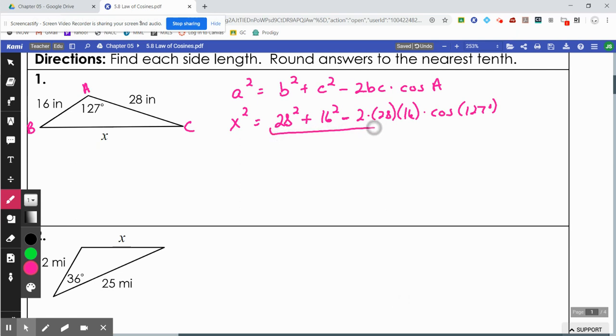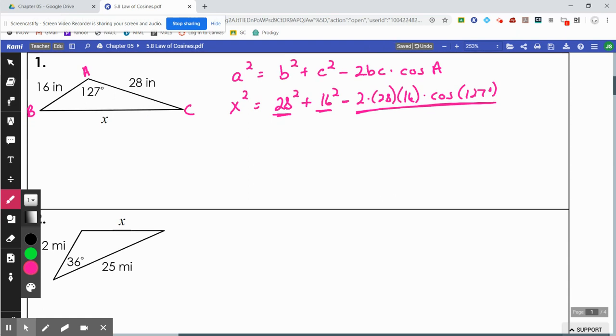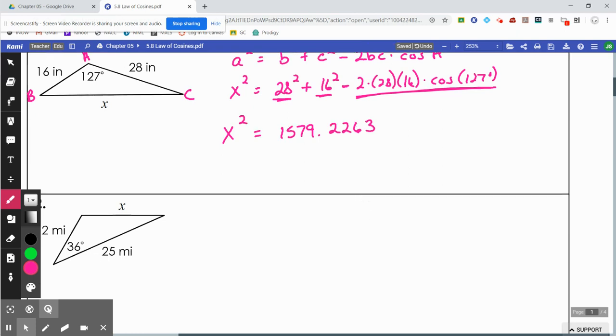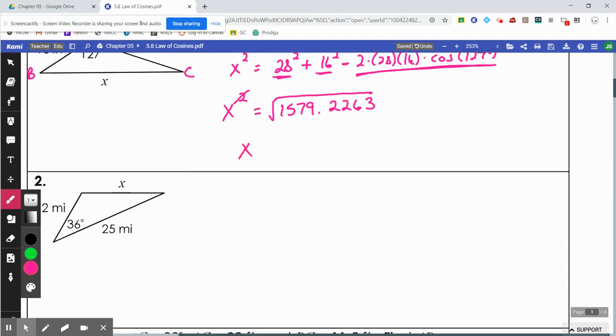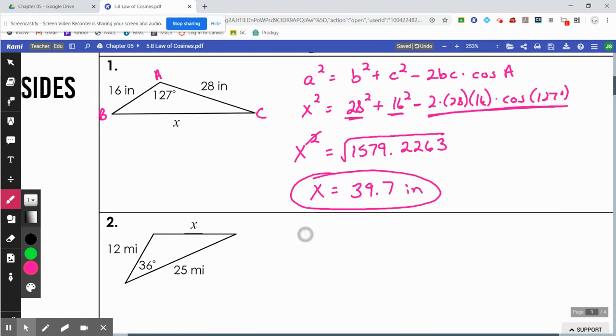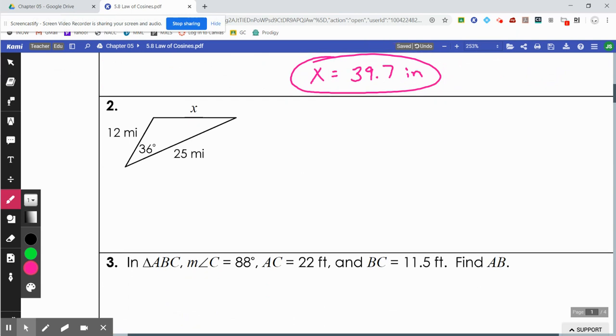So it's simply type all this in your calculator. Now I do want to point something out as we type this in. There are three terms over here. 28 squared is a term, 16 squared is a term, and this whole last thing is a term. So as you type it in, you're going to get x squared is equal to 1,579.2263. And the last step to get rid of a square, you do have to square root that. We do not have to put plus and minus because it's a triangle and we can throw the negative out. So we're only worried about the positive. So our x value is going to equal 39.7 inches.